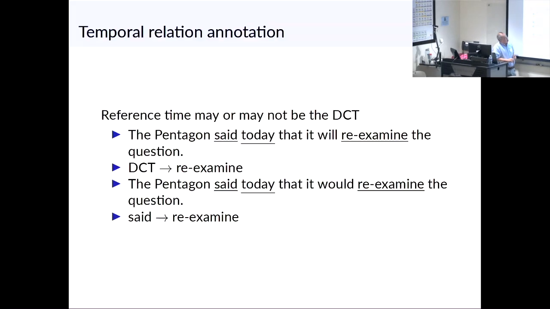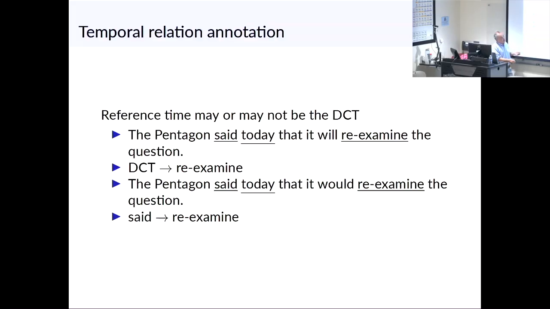Okay, and this is pretty much the same: the Pentagon said today that it would re-examine the question. So the only difference here is this will and this would, right? So you want to interpret the temporal relation of, let's say, re-examine. We want to find a reference point for this, right? Is the temporal relation clearer with reference to the first verb said, or is it clearer with reference to the DCT, which is the document creation time, right?